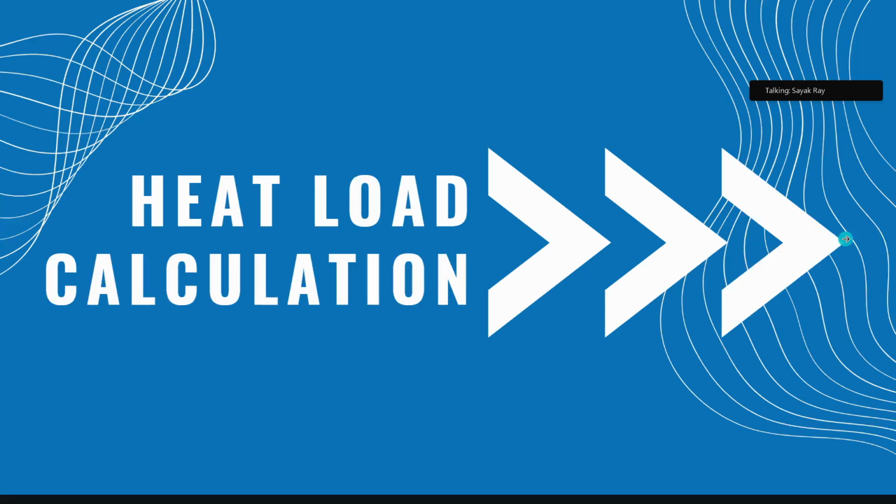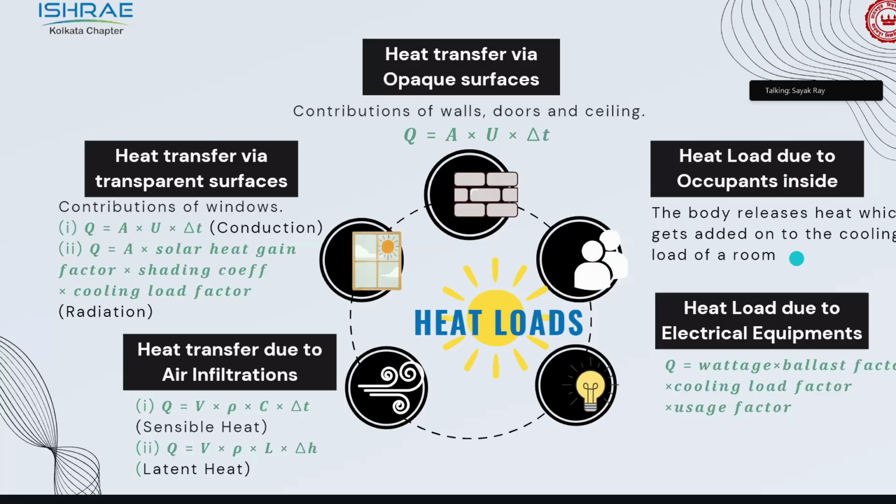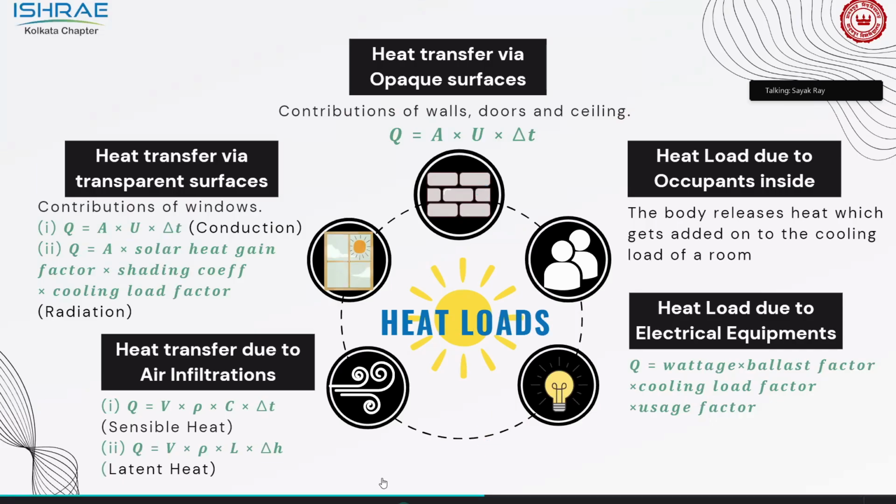Now it comes to the most important part of the project, which is the heat load calculations. Once you have designed the hotel, keeping in mind all the aesthetics, now it comes to the engineering part. The heat load calculations can be subdivided into various categories. Heat can enter the building for various reasons: heat transfer through opaque surfaces, through transparent surfaces, air infiltration, electrical equipment, as well as the occupants inside.